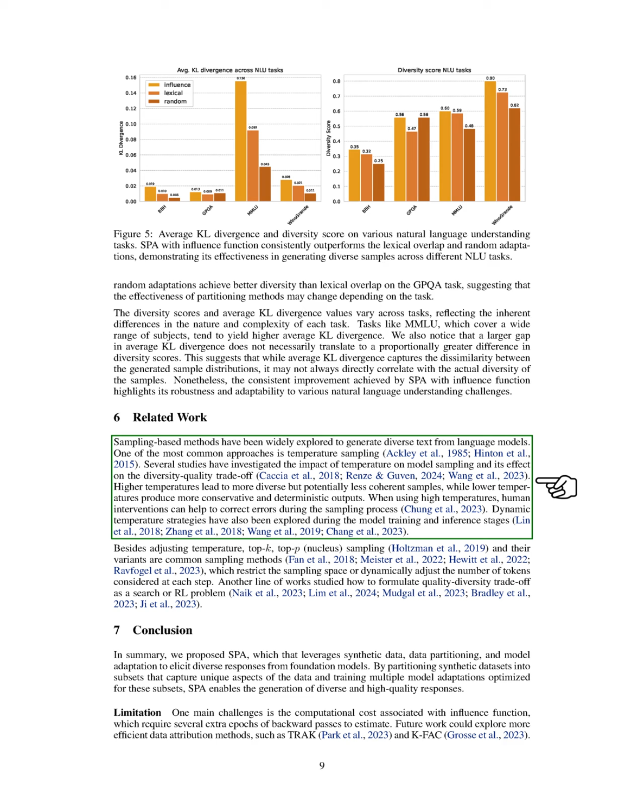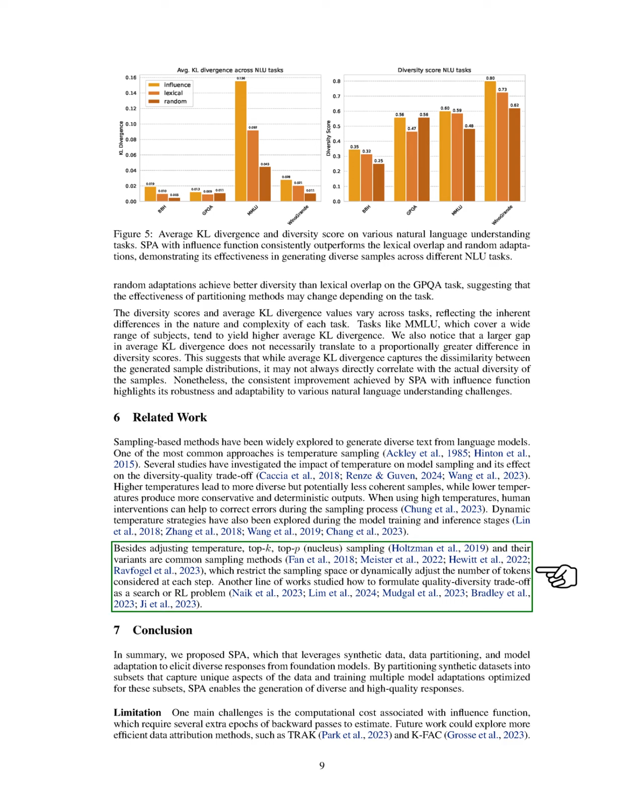Dynamic temperature strategies have also been investigated during model training and inference. In addition to temperature adjustments, methods like top K and top P sampling are frequently used to limit the sampling space or dynamically adjust the number of tokens considered at each step. Other studies have focused on framing the quality-diversity trade-off as a search or reinforcement learning problem.